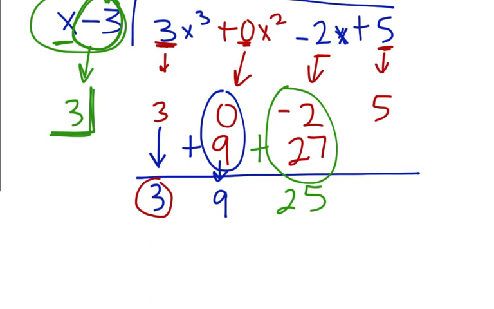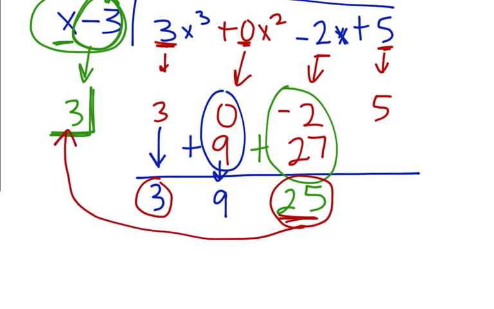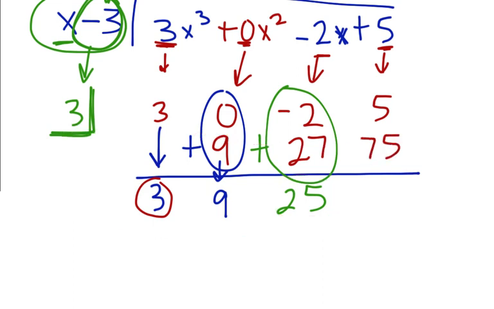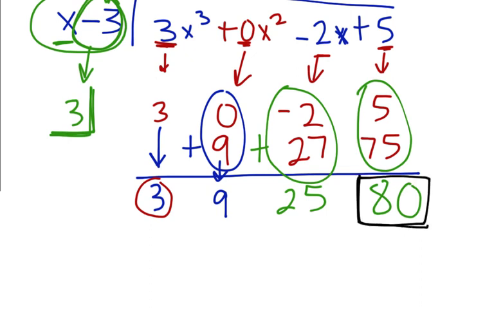And we just keep doing the same cycle. So now I take the 25 and I multiply it by the 3 out in front. The result is 75. That's going to go over here. So I'll put 75 here. And then to finish, you just add the last column, which is going to be 80. Now, in your final column, always put another box around this final column. This final column is your remainder.